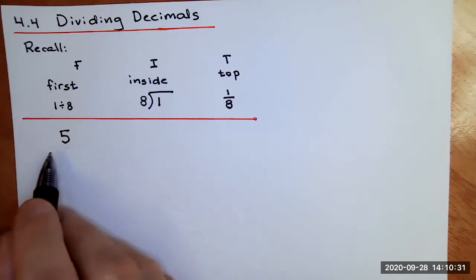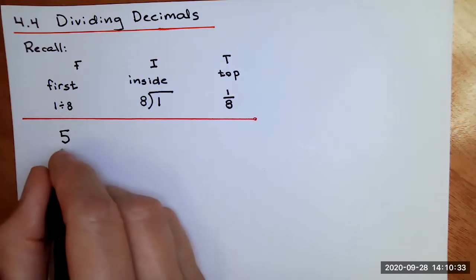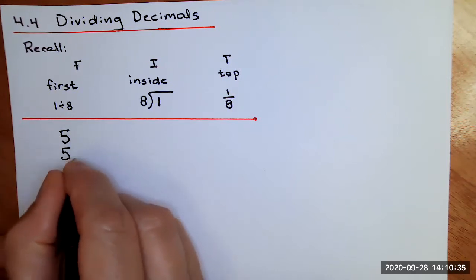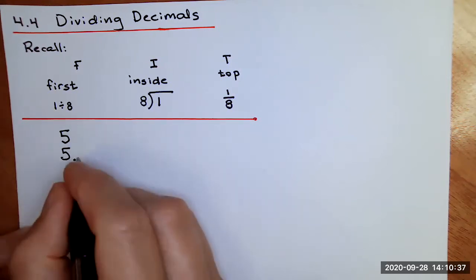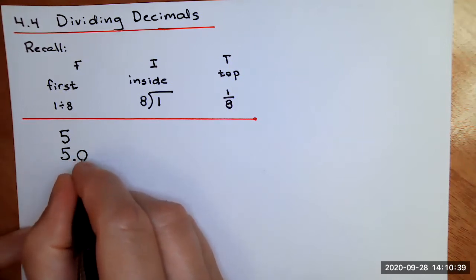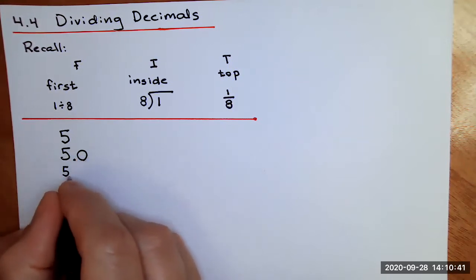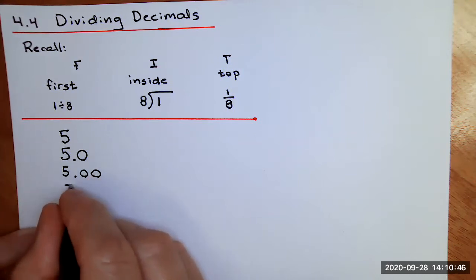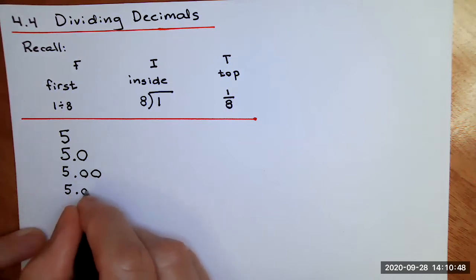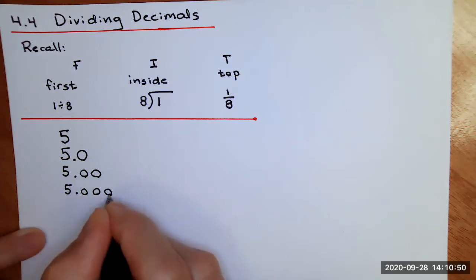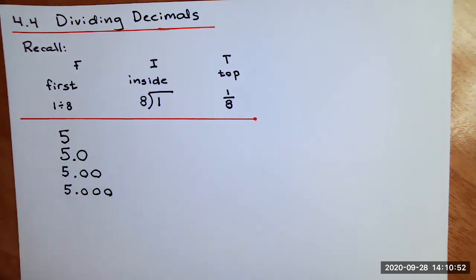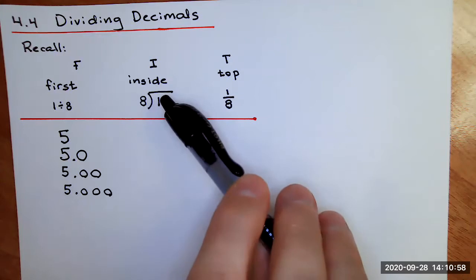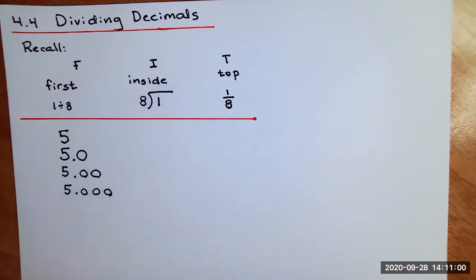So first of all, remember that all whole numbers have a decimal point at the end, and then after the decimal point, you can add as many zeros as you wish. We talked about equivalent decimals. So all of these are the same number. So let's use this to help us solve this.